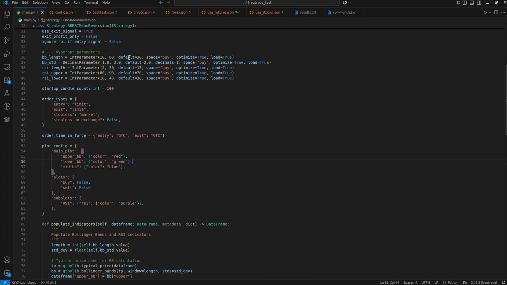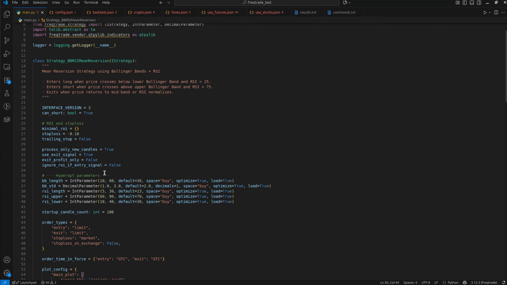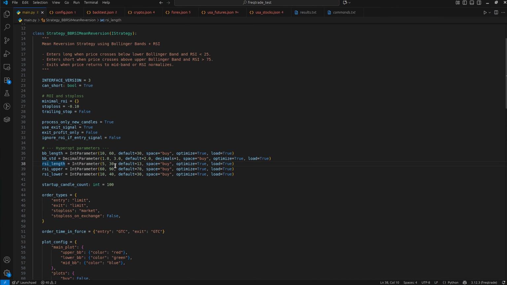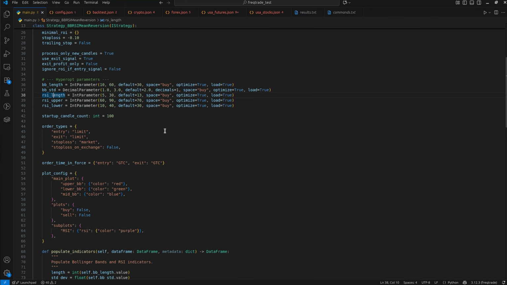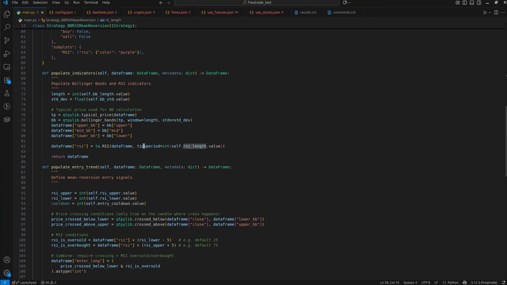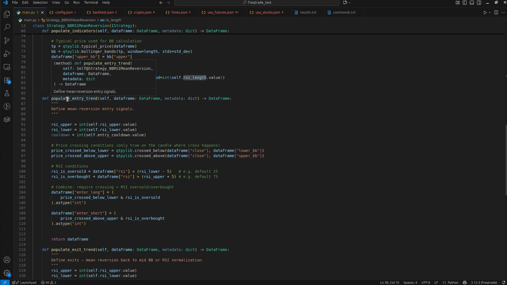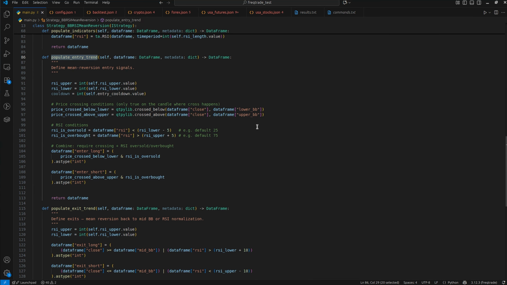Now, main script of our trading strategy. Here we specify our indicators, Bollinger Bands, length and STD. It's how wide our Bollinger Bands are, and also RSI parameters. We use parameters from the video, and later in the video I will optimize them. Stay tuned. Next, in this part we calculate our indicators, and in populate entry trend we check our entry conditions.